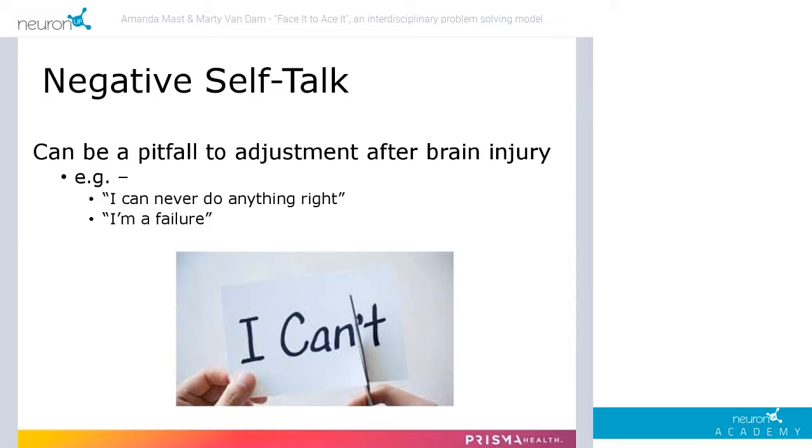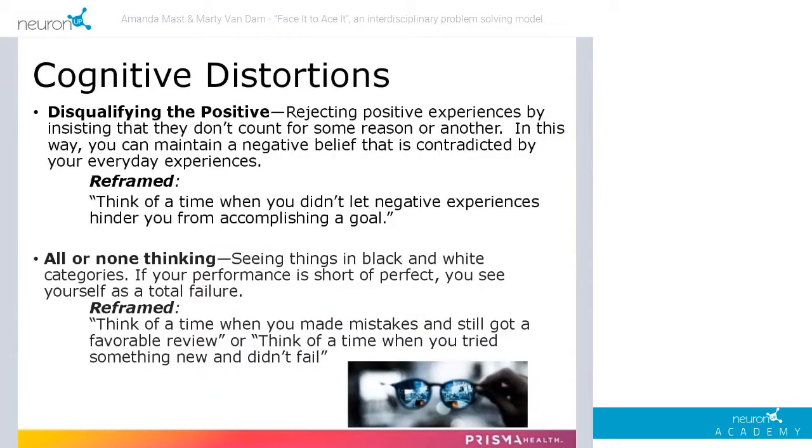Negative thinking patterns can lead to negative emotional reactions and impede adjustment after brain injury. Some examples we hear: I can never do anything right, I'm a failure, if I ask for help, I'm not smart enough to do it, if I don't get 100% correct, it's not worth trying. There are any of these negative reels that play in our minds.